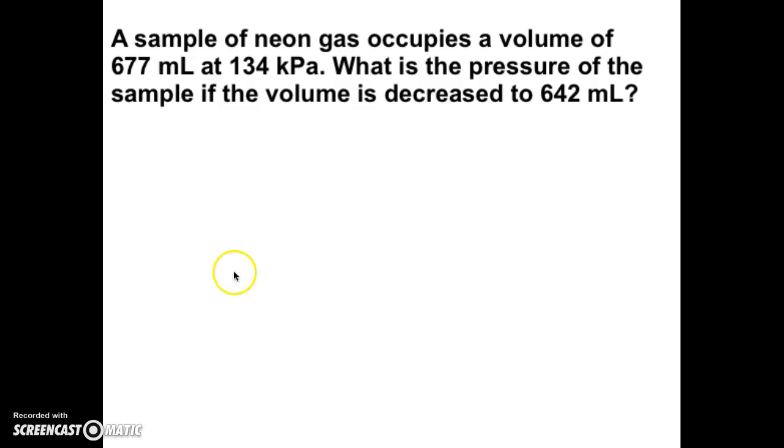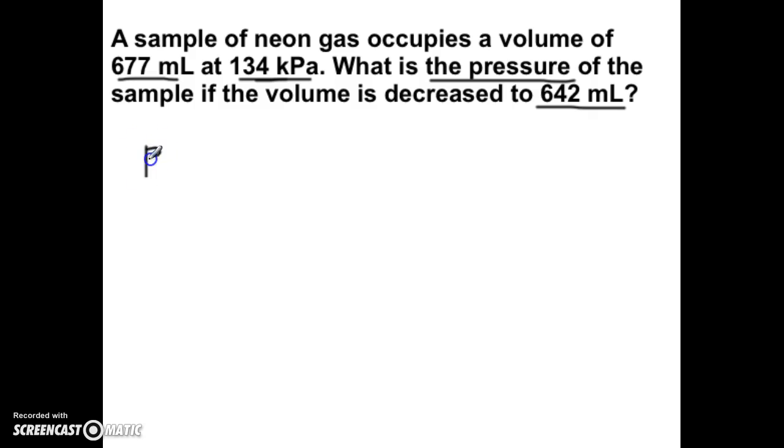A couple of practice problems. The first one says a sample of neon gas occupies a volume of 677 milliliters at 134 kPa. What is the pressure of the sample if the volume is decreased to 642 milliliters? Alright, so with this problem now we have volume, and then kPa is the unit of pressure, so that's a pressure, and it says what is the pressure, so that's what we want to find at the end, and the volume is decreased to 642 milliliters. So we have just volume and pressure. There's nothing about temperature. So this is going to be Boyle's law.